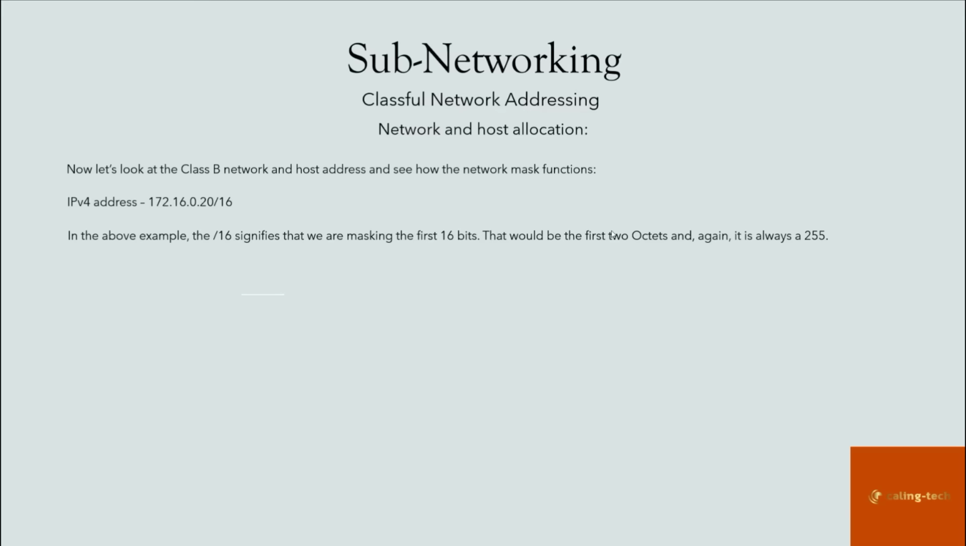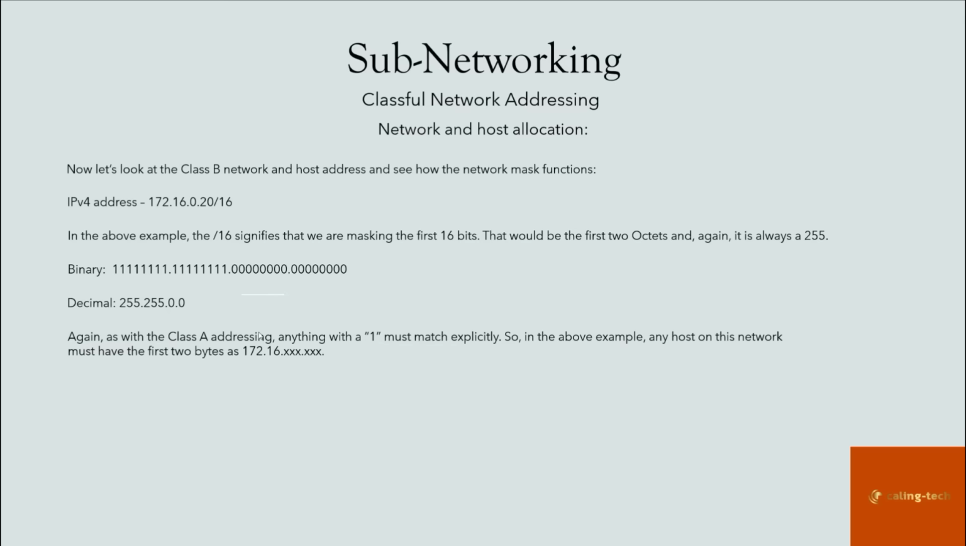So that would be the first 2 octets, and again, it's always a 255. So in binary, we would write the first 8 bits as ones, the second 8 bits as ones. That's the network portion. And the second 2 bytes will be zeros, and that will be the host portion. So in decimal, we would write that as 255.255.0.0 as the subnet mask.